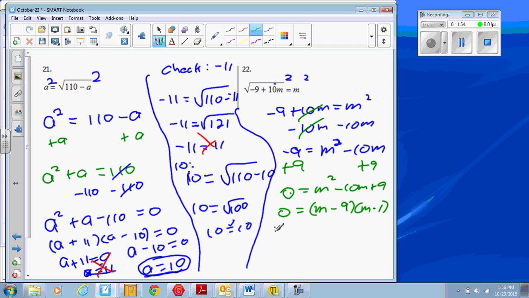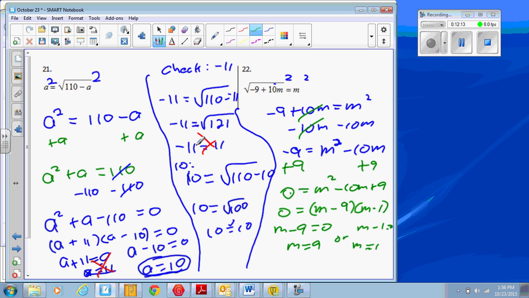So now I have m minus 9 equals 0, so m equals 9. Or m minus 1 equals 0, so m equals 1. So I have two possible solutions. I'm going to check to see if they work back in the equation.